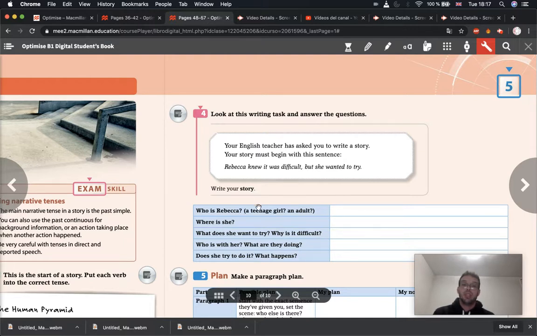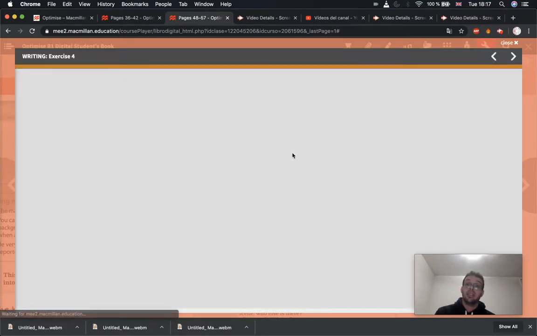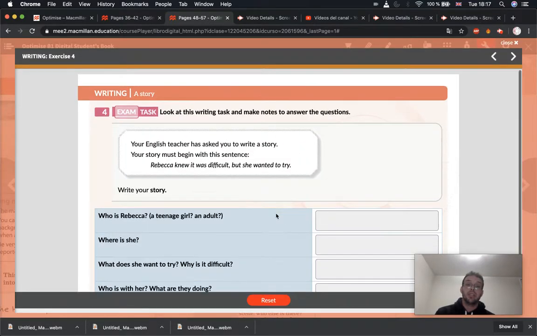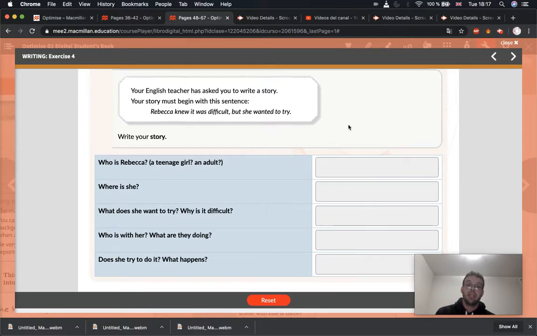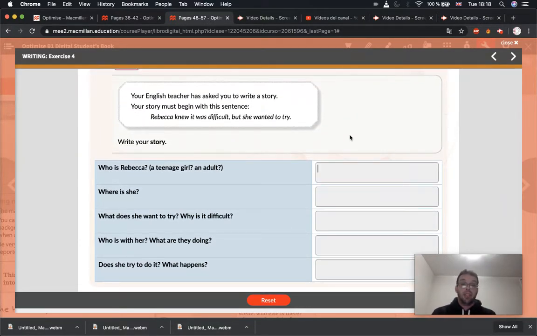So you can think, who is Rebecca? Where is she? What is she going to try? Who's with her? Does she try it? What happens in the end? So what I would like you to do is think about these things and start to make some notes. Start to think about a story. For example, I'll do an example. Who is Rebecca? I'll just say a teacher in a school.